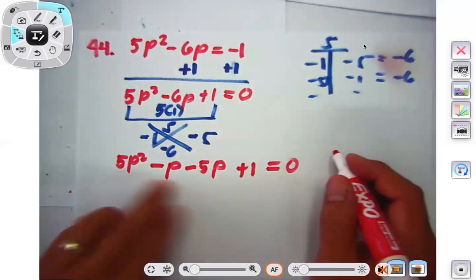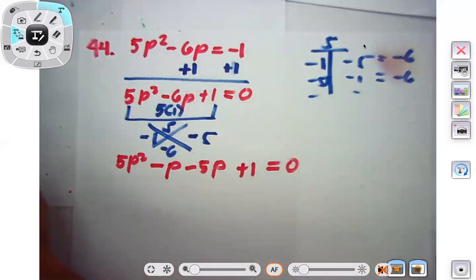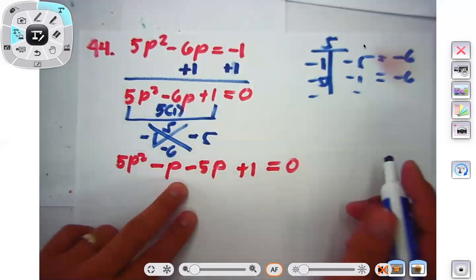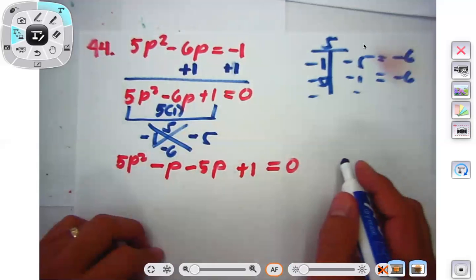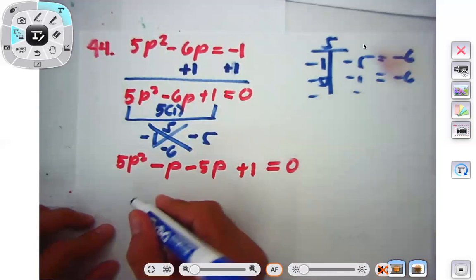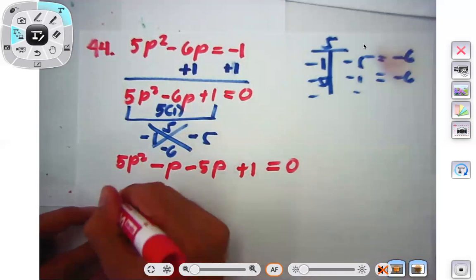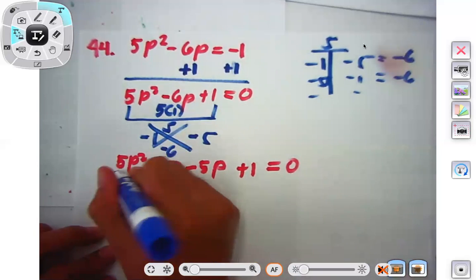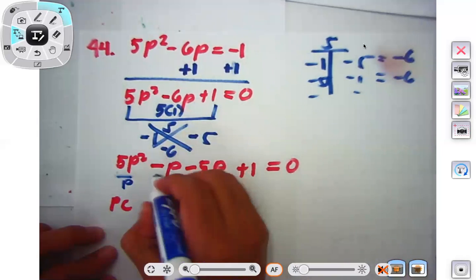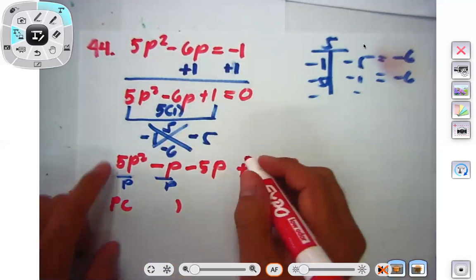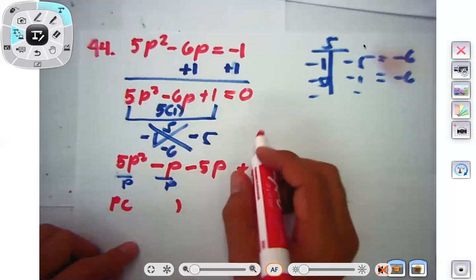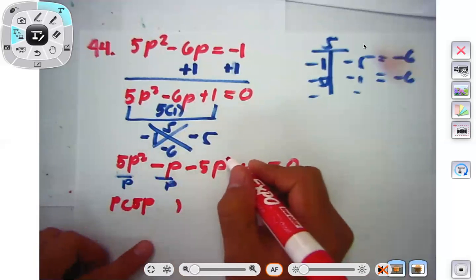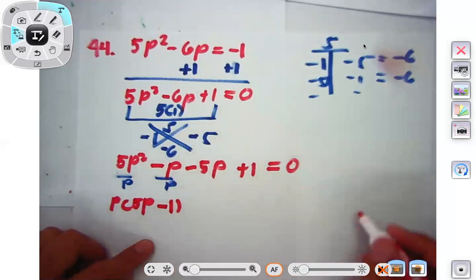You have 5p squared minus p. What's your GCF for 5p squared and p? You have p. So you factor out p, and then we divide this by p. 5p squared divided by p is 5p. Negative p divided by p is negative 1.